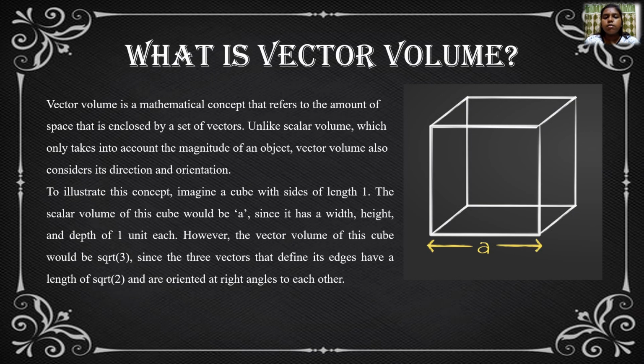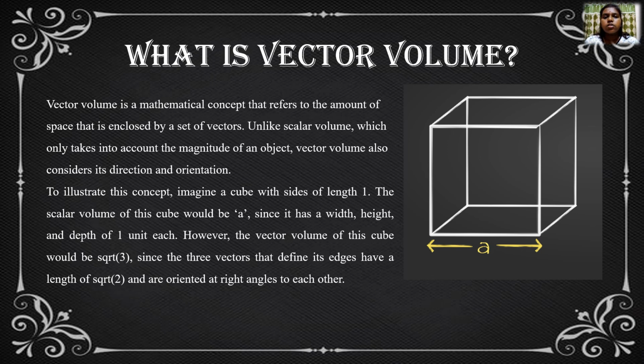Vector volume is a mathematical concept that refers to the amount of space that is enclosed by a set of vectors. Usually scalar volume only takes into account the magnitude of an object. Vector volume also considers its direction and orientation.